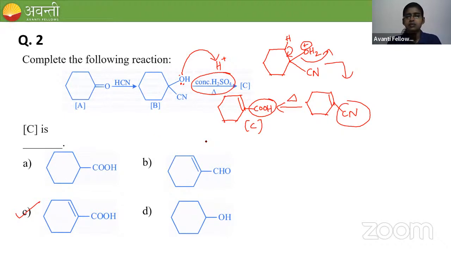So always remember that cyanide on hydrolysis forms the carboxylic acid, and OH always protonates the acidic part.